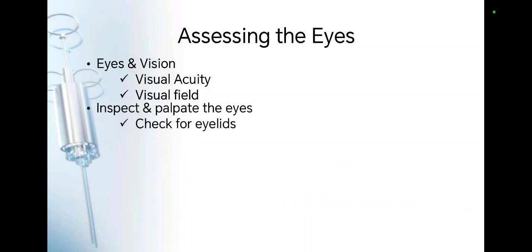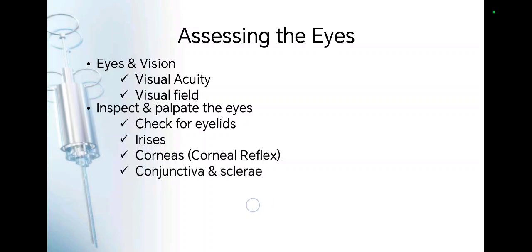So inspect and palpate the eyes. After you check the visual acuity, then you proceed to internal or external eye examination. So you inspect and palpate the eyes. You check the eyelids. You check the color of the irises, their corneal reflex, their conjunctiva and sclera, and perform the pupil inspection, wherein you shine a light to the pupils of the patient, and you check if they are equally round and if they are reactive to light and accommodation, if they are narrowing, okay?